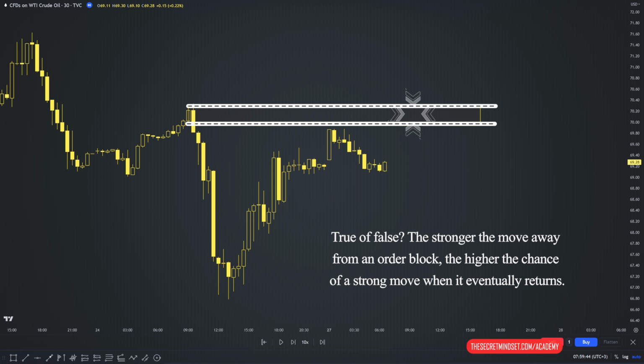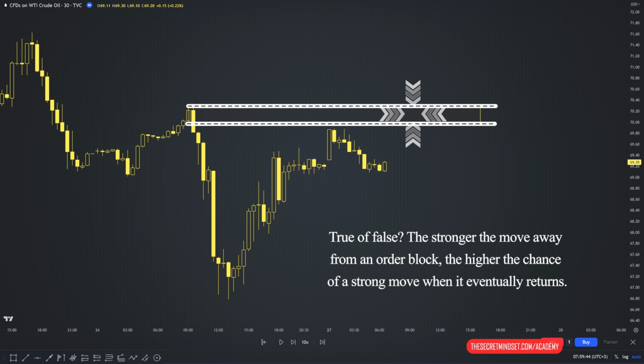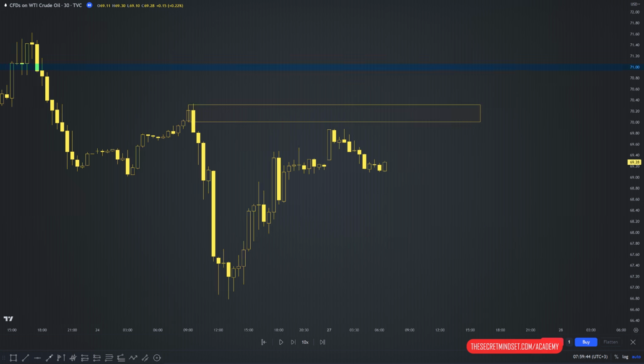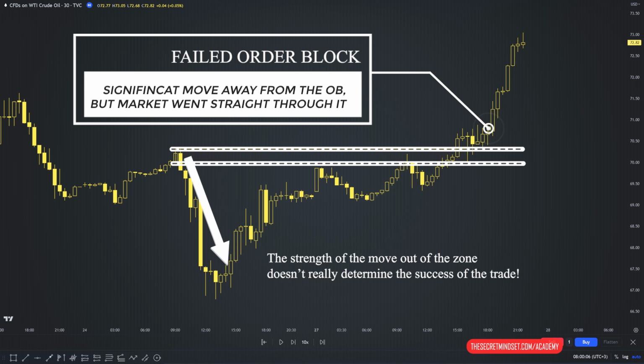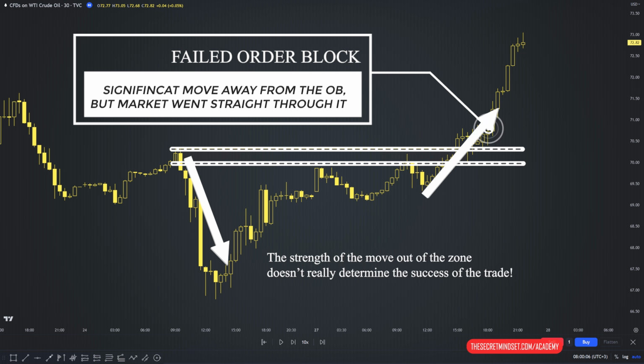Basically, if you mark an order block on your charts and there was a big move away from it, the likelihood of having a successful trade in that zone depends on how significant the move was. But here's the thing, the strength of the move out of the zone doesn't really determine the success of the trade. Many times, you may have placed a trade at an order block with a significant move away, only to see the market go straight through it when it returns.